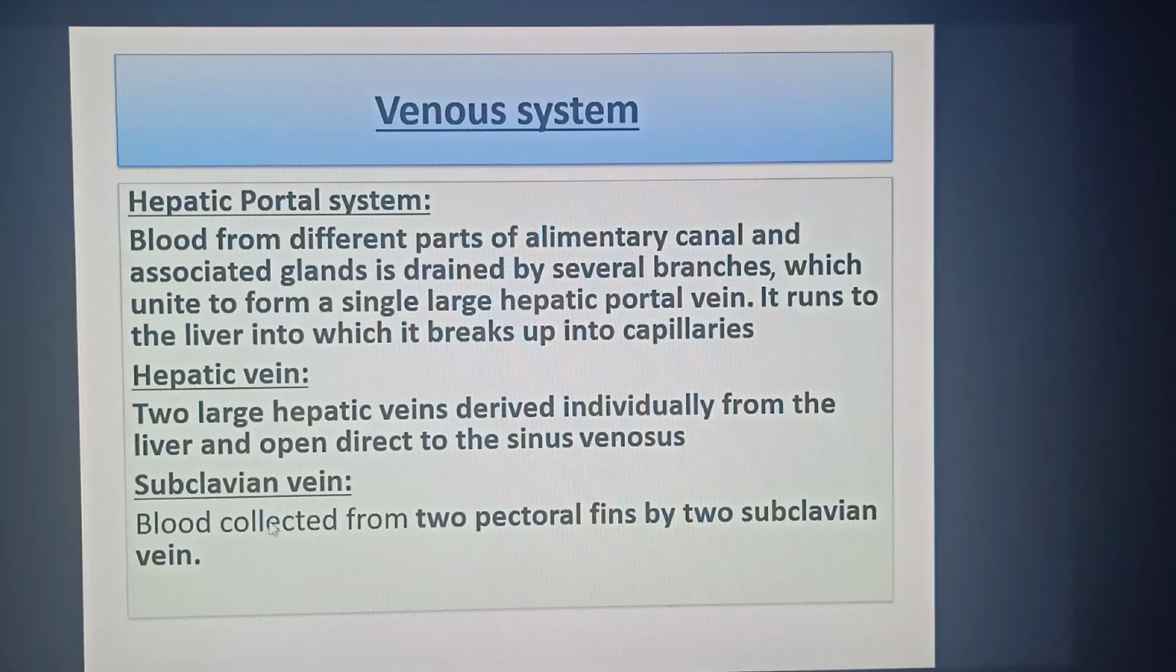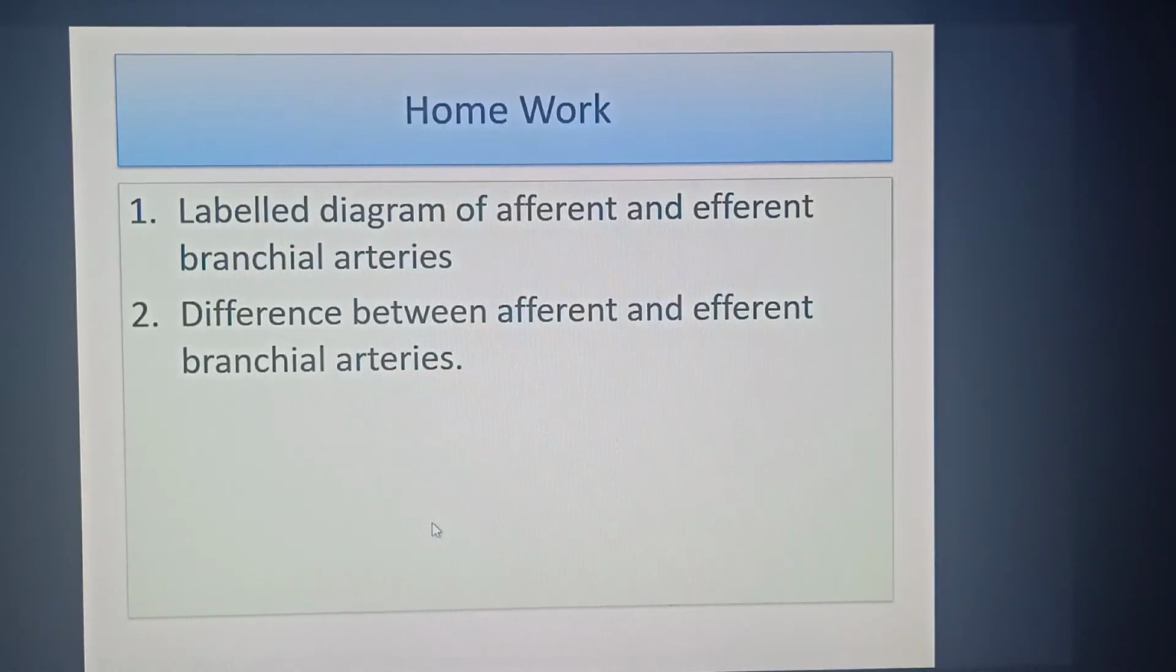Subclavian vein: blood collected from two pectoral veins by two subclavian veins. And this is all about the structure of the arterial and venous system of rohu fish.